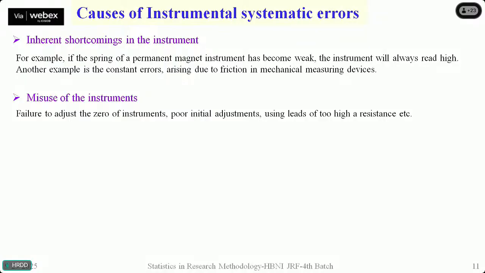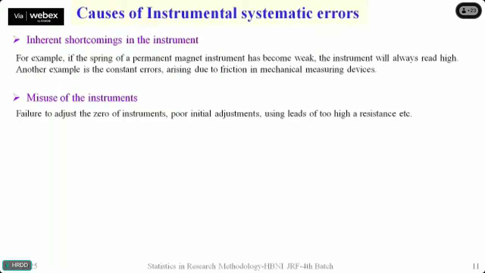Sometimes some people knowingly misuse the instrument. That also will lead to systematic error. Even if the reading is 20.1, I'll write 22.1. On my own, I'll add. Some people prefer even digits to odd digits, so they do the rounding themselves while noting down, even though we are advised to do the rounding only at the end of the calculation.